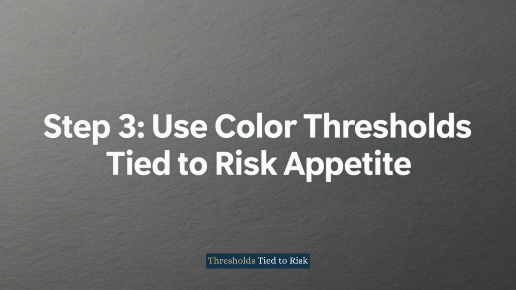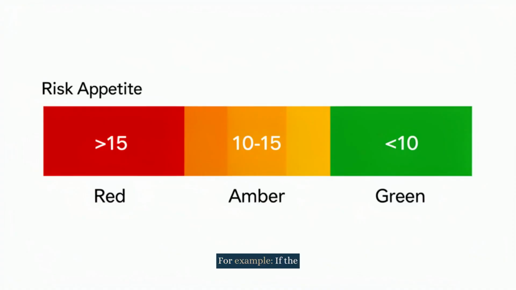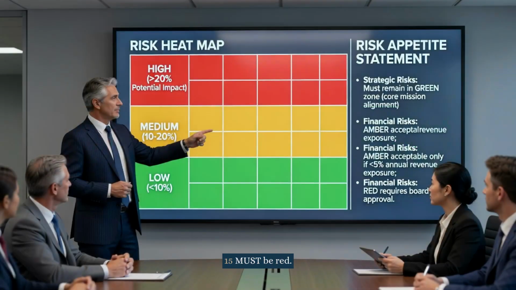Step 3. Use color thresholds tied to risk appetite. Don't use arbitrary coloring. Tie your red, amber, and green zones directly to your board-approved risk appetite statement. For example, if the board's risk appetite says, "We will not accept any risk with a residual score above 15," then every risk above 15 must be red. 10 to 15 is amber, and below 10 is green.